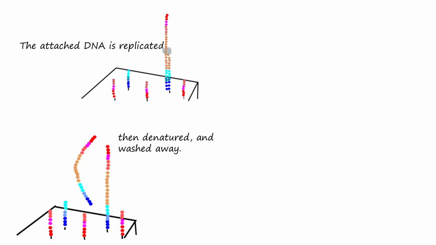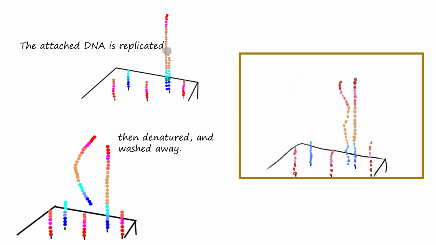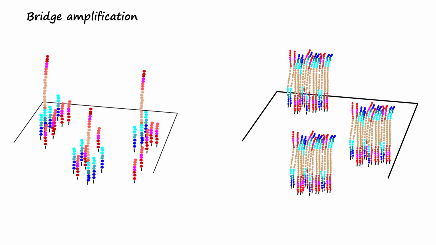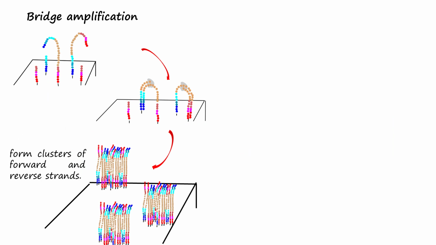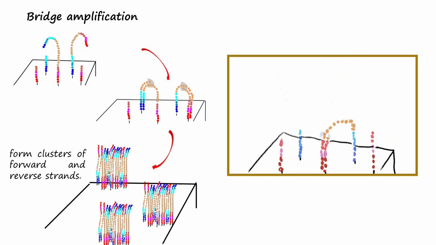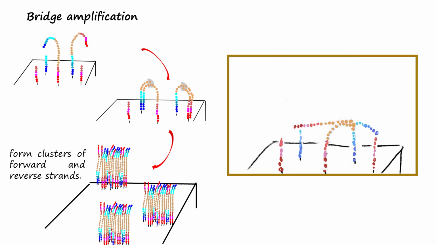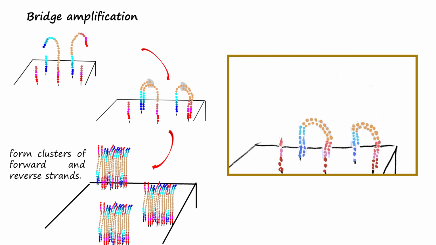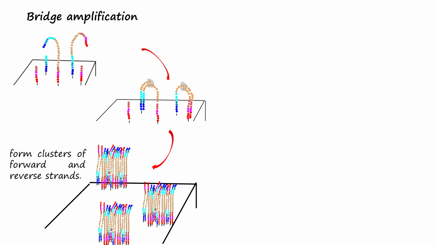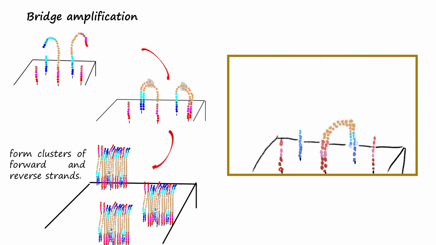denatured, and the strands not bound to the flow cell are washed away. The DNA fragments bound to the flow cell undergo bridge amplification to generate clusters of the same DNA. Cluster generation is necessary so that sequencing produces fluorescent signals high enough in intensity to be detected. In bridge amplification, the DNA fragment captured by one of the oligos on the flow cell folds over. It anneals to the second oligonucleotide sequence to form a bridge and is then replicated.